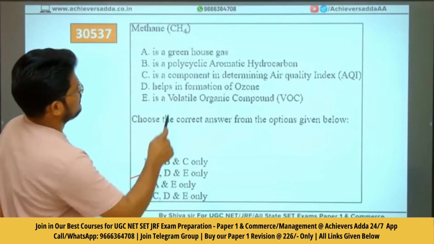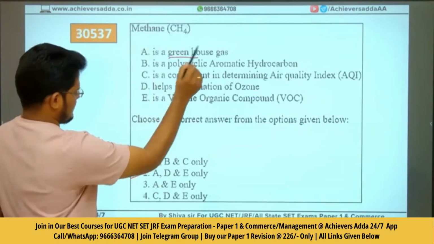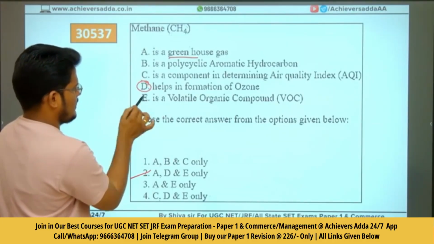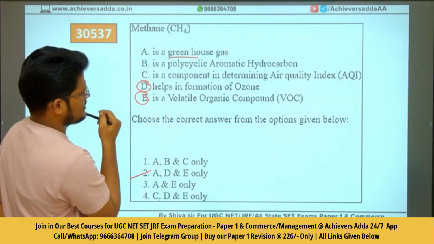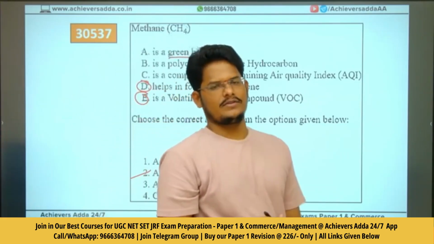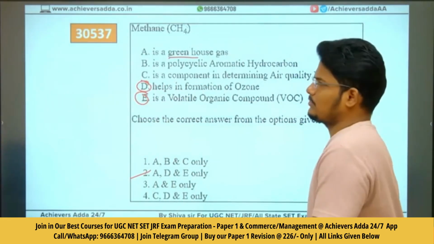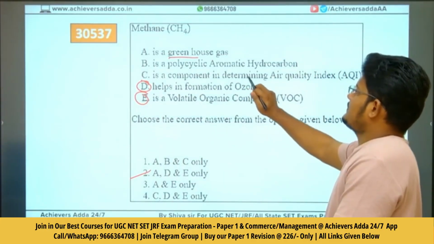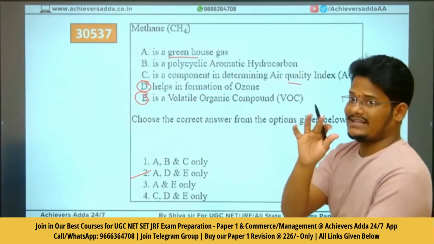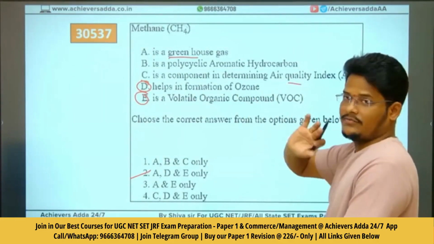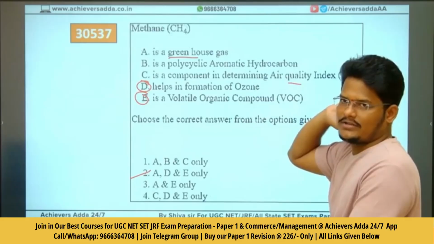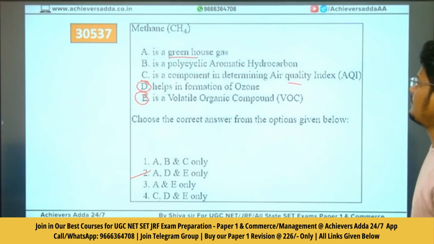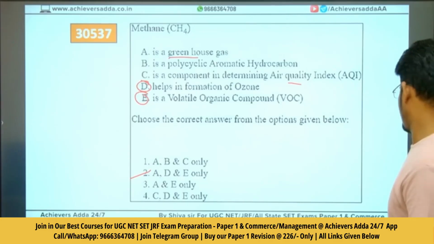Answer is 2. It's a greenhouse gas first of all, and it helps in the formation of ozone, and it is also a volatile organic compound. It is one of the main greenhouse gases, having an average lifetime of 12 years. So is it a component determining air quality? Of the air quality index's 5 components we have seen, methane is not directly there. So it cannot be a component of the air quality index.